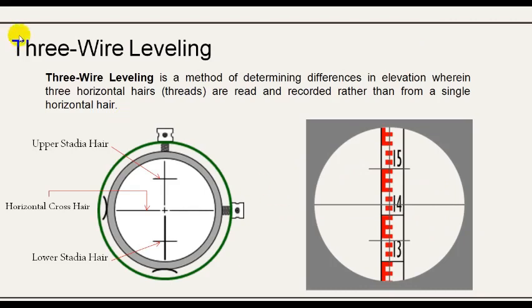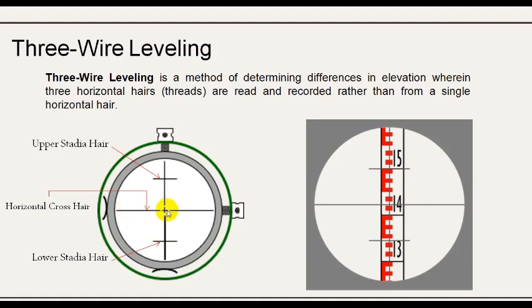Next is three-wire leveling. It's a method of determining differences in elevation wherein three horizontal hairs are read and recorded rather than a single horizontal hair. So, in differential leveling, what we read is the horizontal crosshair. Imagine looking through the level or your eyepiece: you will see three horizontal lines. For differential leveling and double-rodded leveling, we only read the horizontal crosshair.